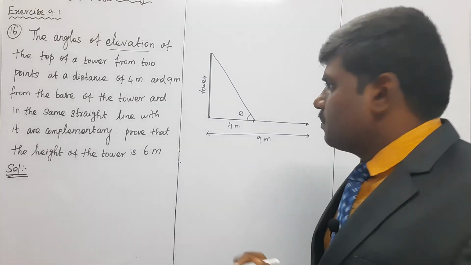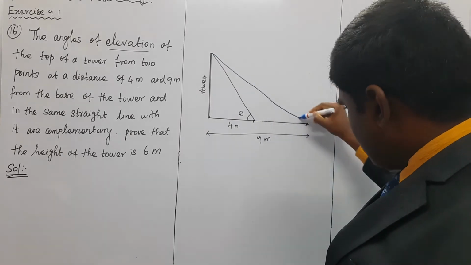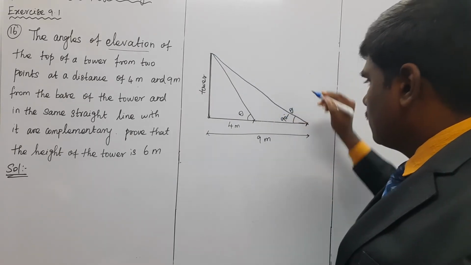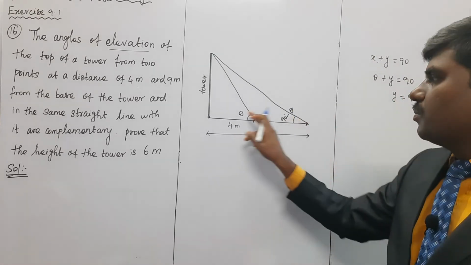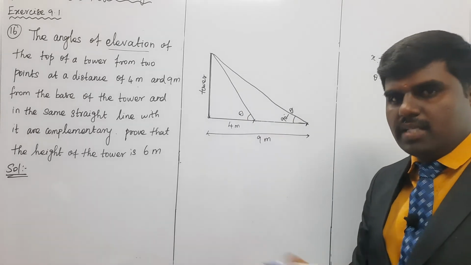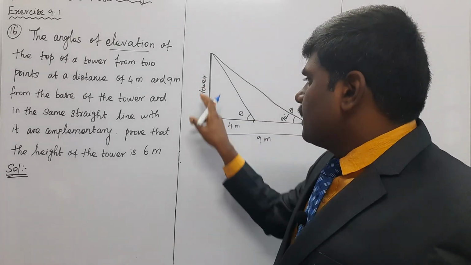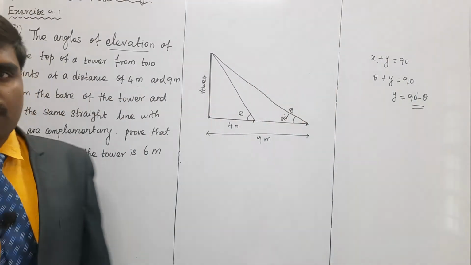Is that clear? In the same way, from the top of the tower, I observe the angle of elevation, so that position is 90 minus theta. Suppose here you choose theta, then here it is 90 minus theta, no problem, you can choose any method. Now I will prove that the height of the tower is 6 meters.